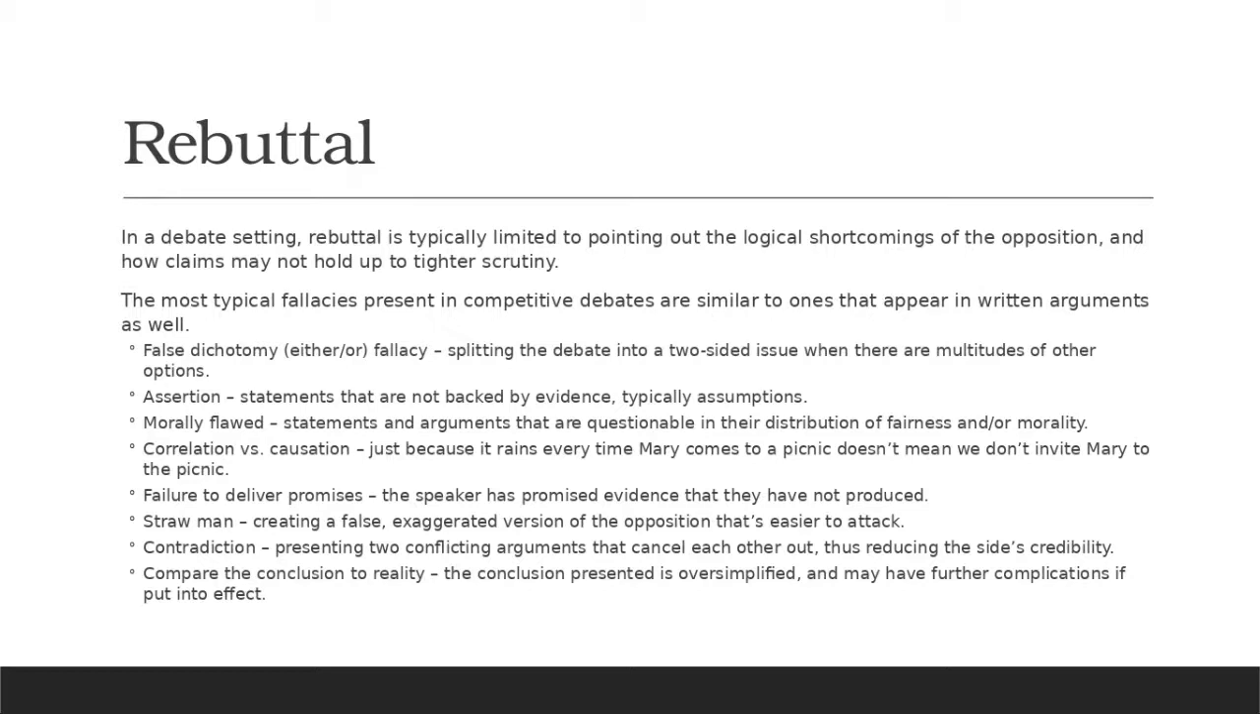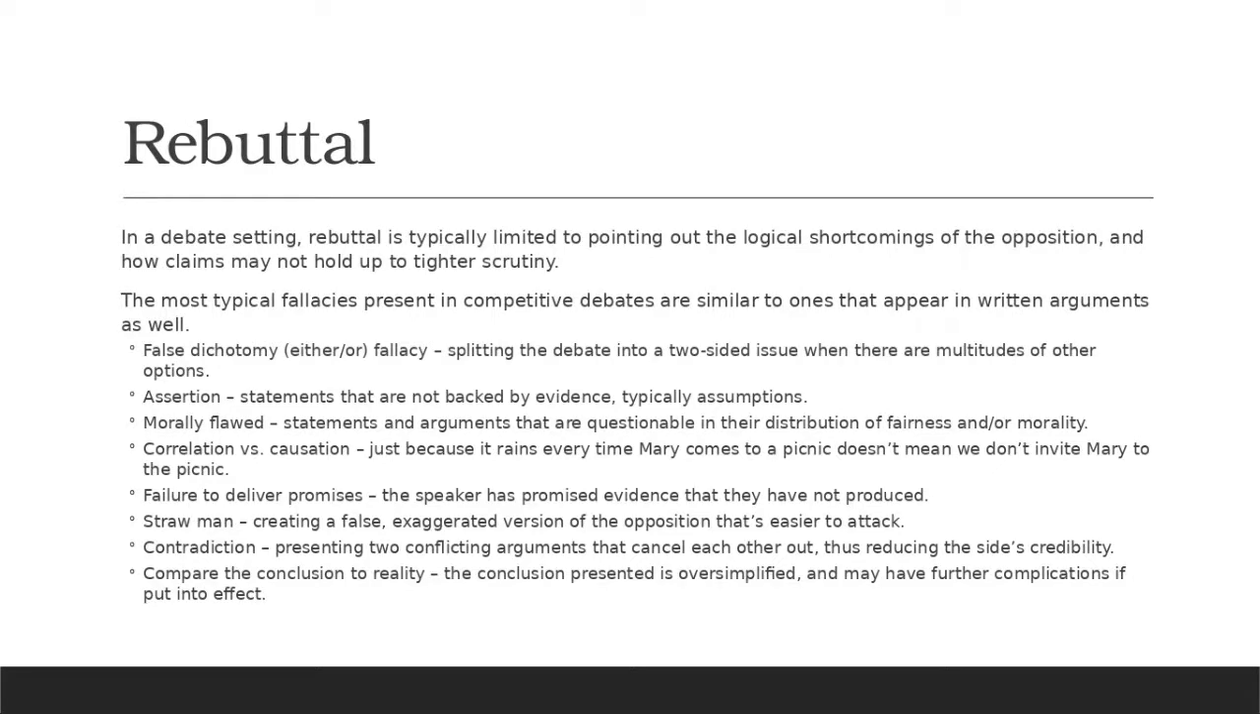Then we have rebuttal. In a debate setting, rebuttal is typically limited to pointing out the logical shortcomings of the opposition and how claims may not hold up to tighter scrutiny. So, most typical fallacies present in competitive debates are similar to ones that appear in written arguments as well. These are some of the fallacies that you want to avoid. False dichotomy, the either or fallacy. There's usually never just two sides to any issue.